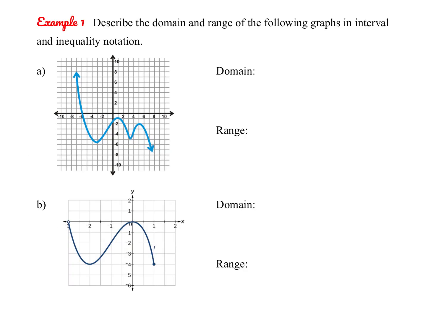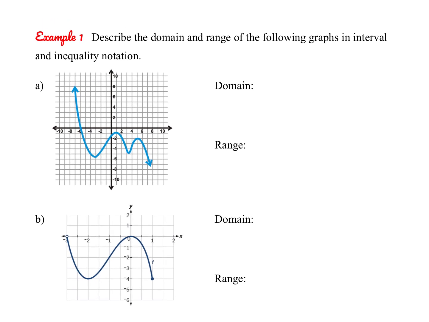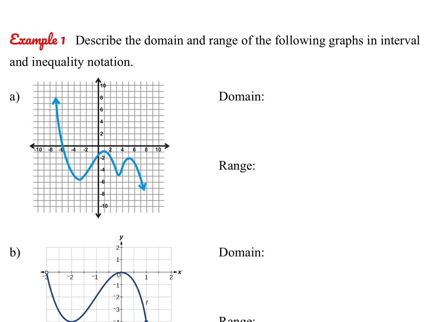All right, let's give one of these a try together. So here we're going to define the domain and range in interval notation. So let's look at this first graph. Arrows on the end of a graph mean that it's going to continue heading in that direction forever. So if I look here, I see an arrow, which means my graph will keep heading down and to the right forever. And here, this means my graph will head up and to the left forever.